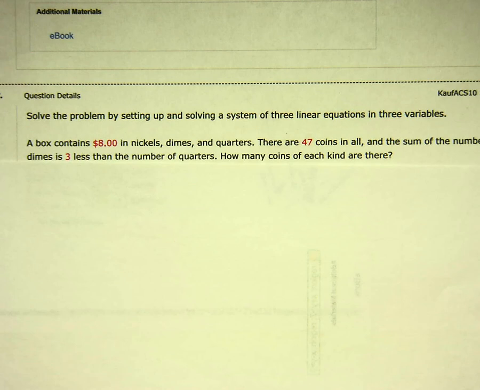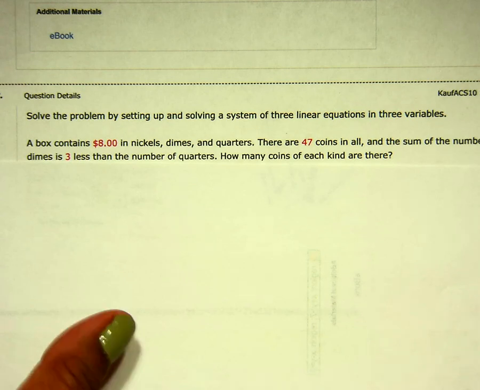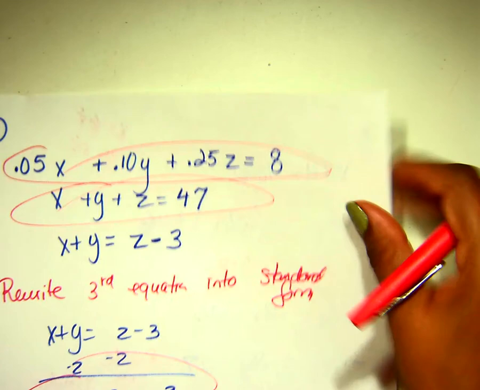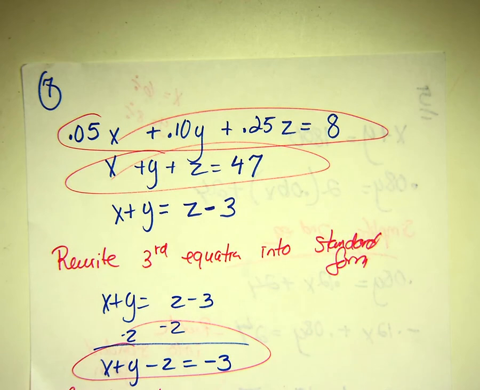So we know that this is also going to be another 3 by 4 matrix. So notice the emphasis on the nickels, dimes, and quarters. So we know that a nickel is worth 5 cents, a dime is worth 10 cents, and a quarter is worth 25 cents. The problem itself said that it was worth $8. So when I write it out, that's going to be my first equation right here. So 0.05x, that's my nickels. The 0.10y, those are my dimes.